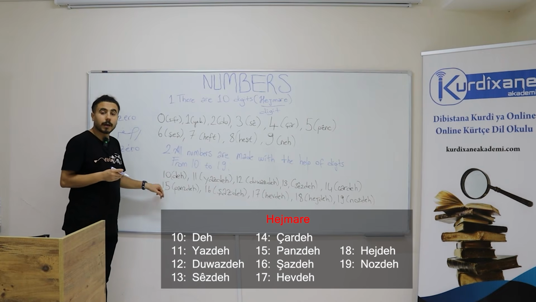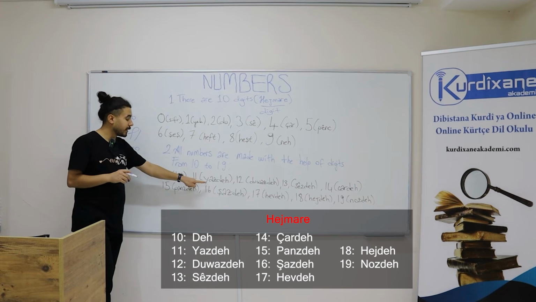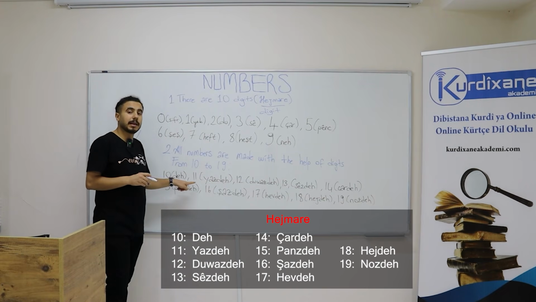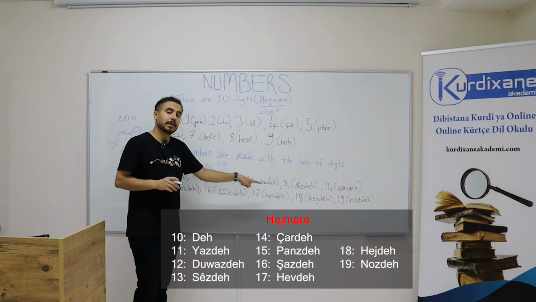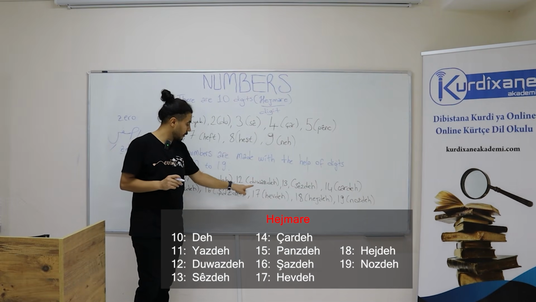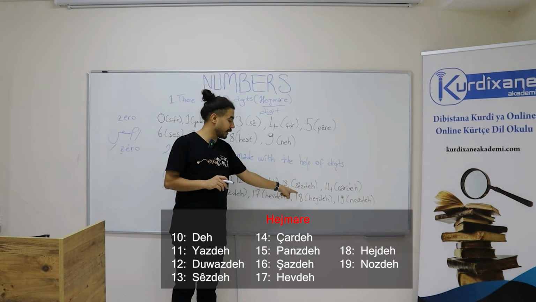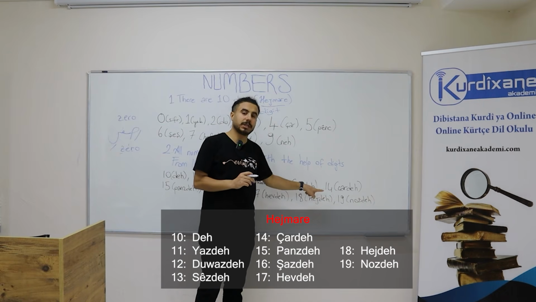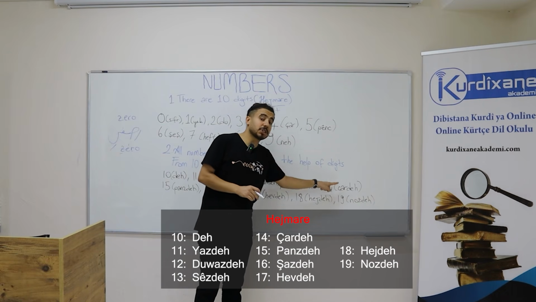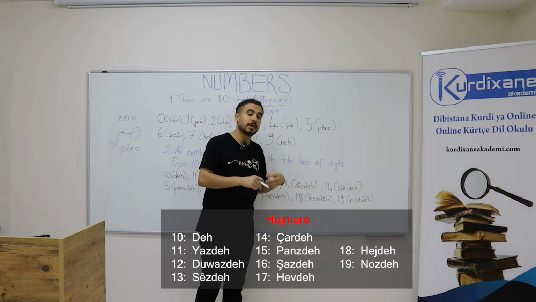So let's see them. Deh, 10. Yazdeh, 11. Duazdeh, 12. This might seem a little bit complicated. Sezdeh, 13. Chardeh, 14. As you can see, first you say char, which means 4, then you say deh, which means 10, to mean 14.